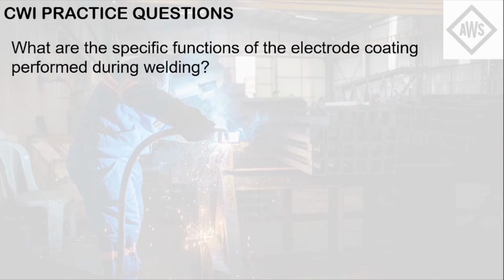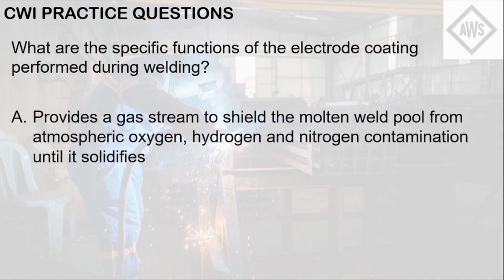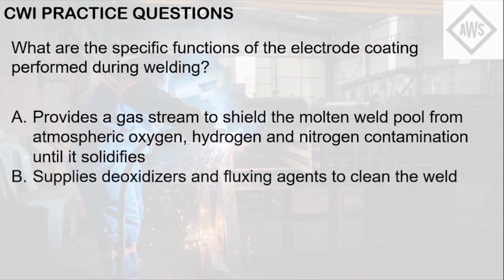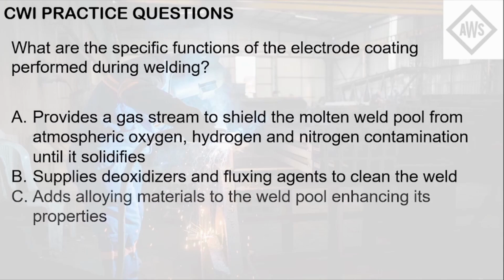Next question. What are the specific functions of the electrode coating performed during welding? Letter A, provides a gas stream to shield the molten weld pool from atmospheric oxygen, hydrogen, and nitrogen contamination until it solidifies. Letter B, supplies the oxidizers and fluxing agents to clean the weld. Letter C, adds alloying materials to the weld pool, enhancing its properties. Letter D, all of the above.